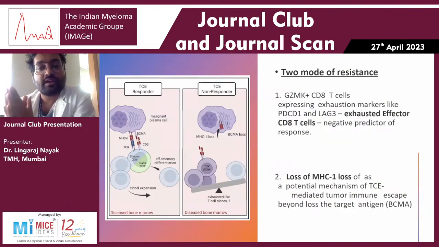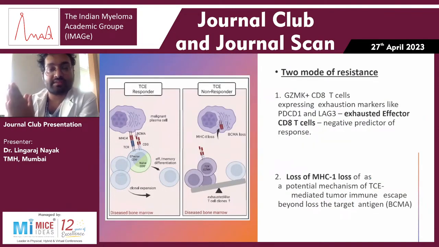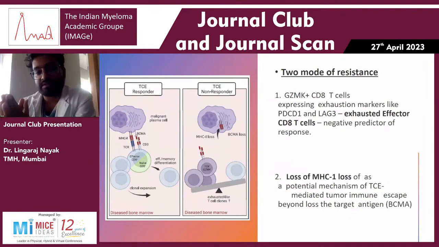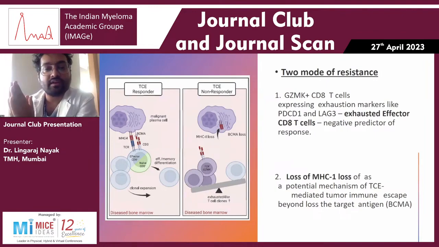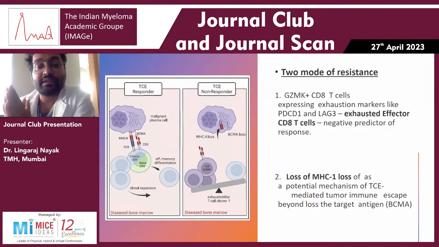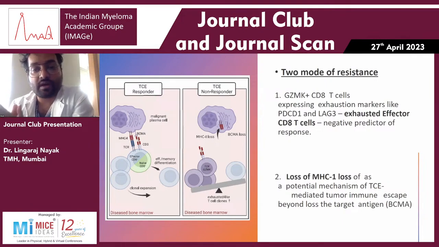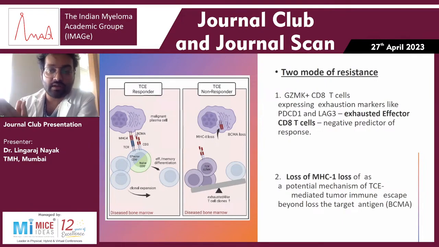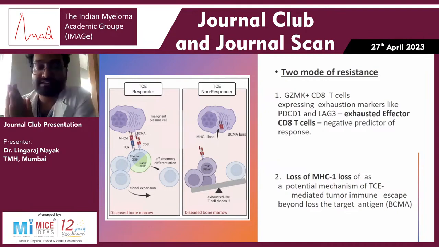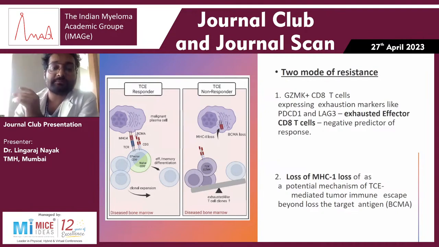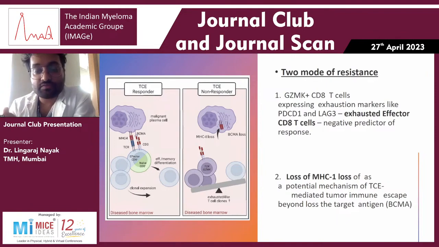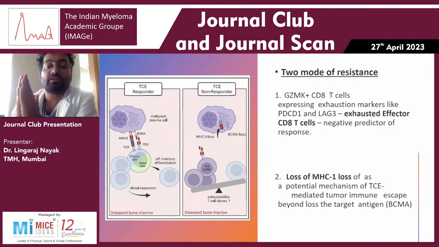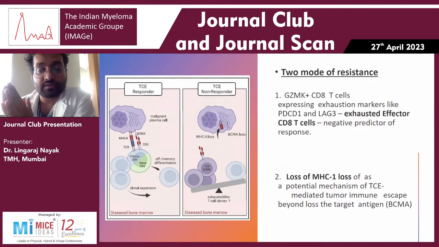So to conclude, there are two important modes of resistance that you have seen in patients who are not responding to T-cell engager therapy. First is the CD8 cells which express granzyme K, and they also express these exhaustion markers, which are LAG3 and PDCD1. This is a kind of CD8 cell which is a negative predictor of response to T-cell engager therapy. And the second important predictor was loss of MHC1, which is one of the potential mechanisms why there is loss of target, beyond the loss of BCMA.